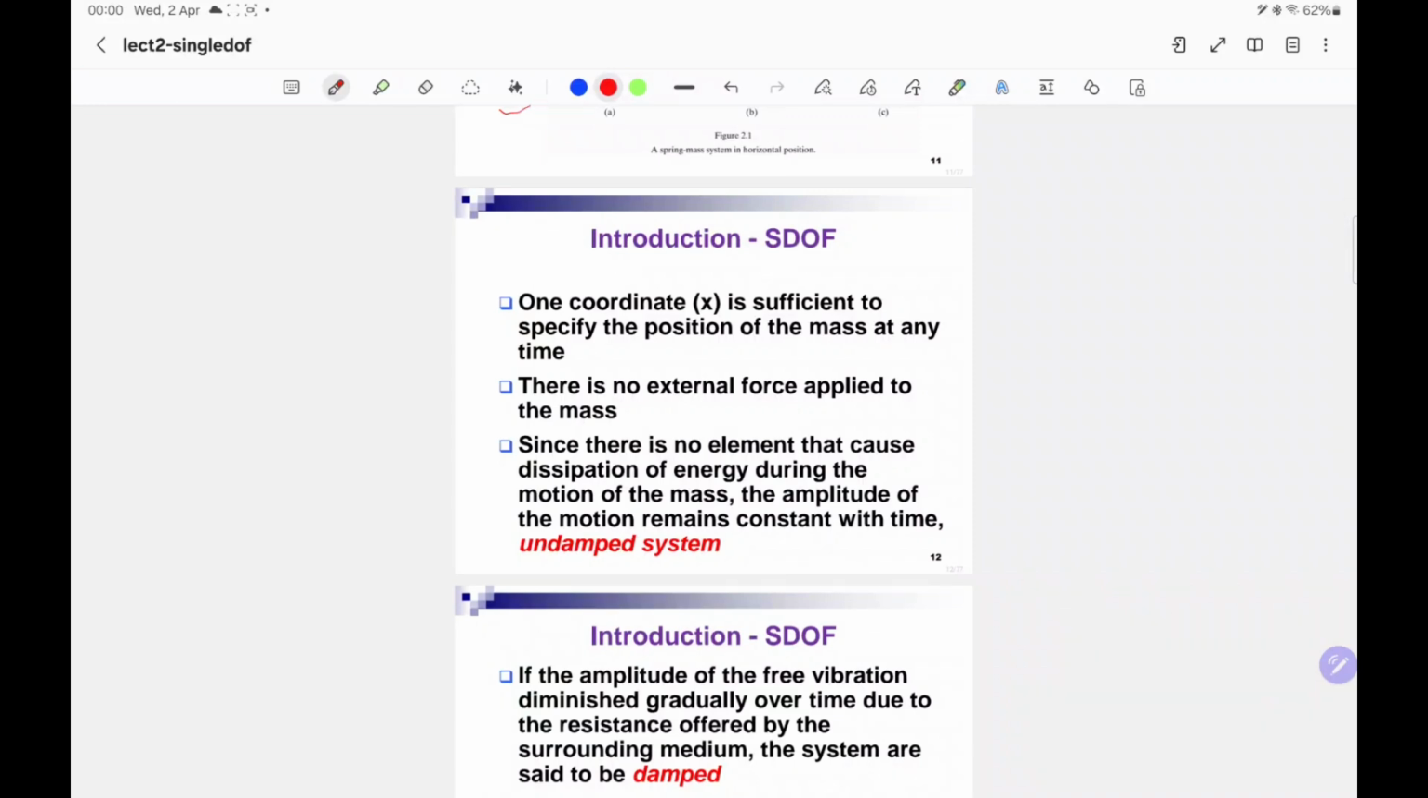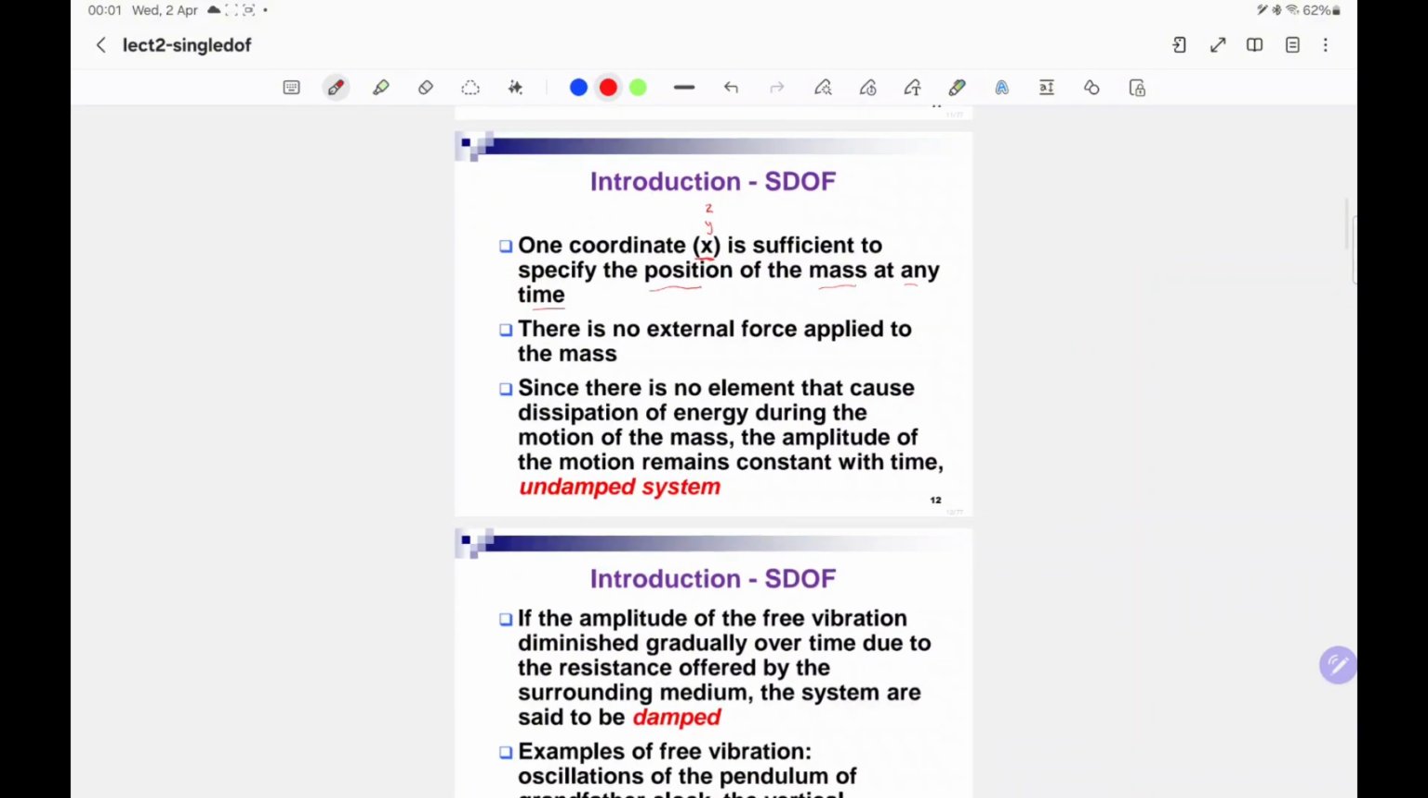So for a single degree of freedom, we need one coordinate, which we can represent as X as the direction. We can use Y, we can use Z, we can use whatever letters, as long as it is one coordinate to specify the position of the mass at any time. For free vibration, again, there is no external force applied to the mass.